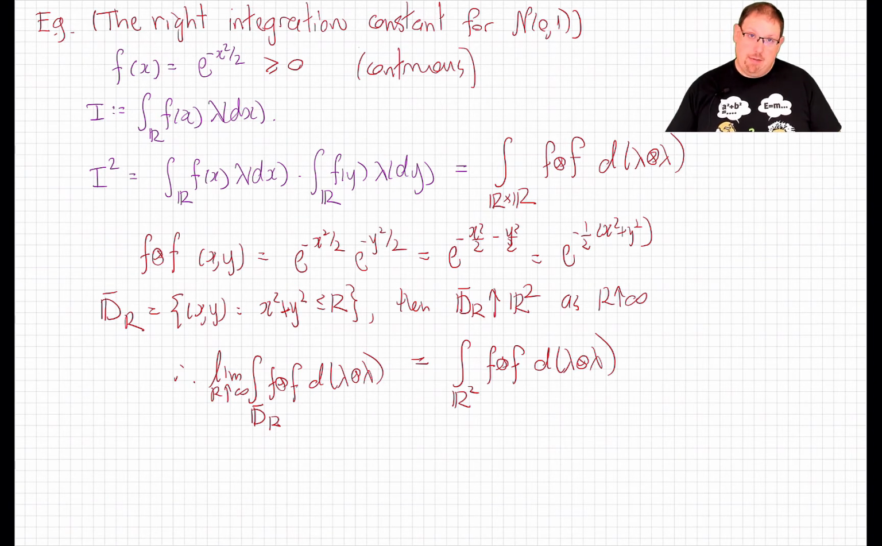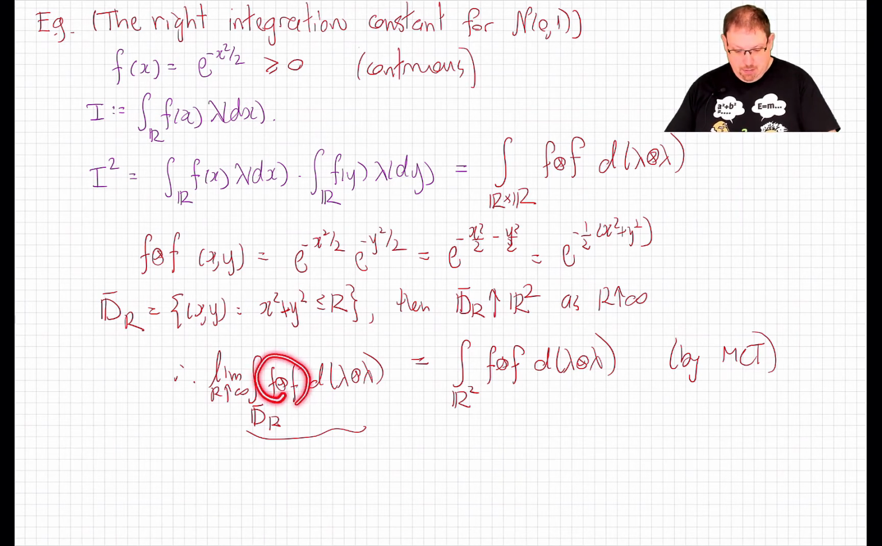Critical here is the fact that f is a non-negative function, so that f tensor f times the indicator of this disk is an increasing family of functions as r increases. Now this integral can be computed using plain old Riemann integration theory, because the function f tensor f, written right here, is a continuous function, and the domain is a compact set. Using Riemann integration notation, this is the double integral over the disk of radius r of that function e to the minus 1/2 x squared plus y squared dx dy.